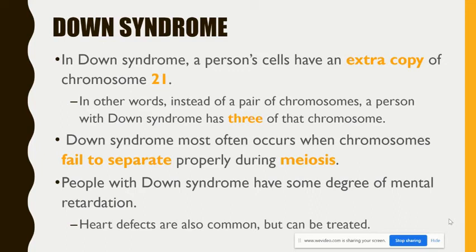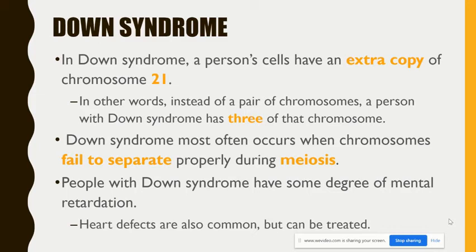So generally, Down syndrome occurs when the chromosomes fail to separate through the process of meiosis when they're being created. And so the way that they split, it has that extra chromosome. So another common thing with Down syndrome is usually people have heart defects, but they can definitely be treated.